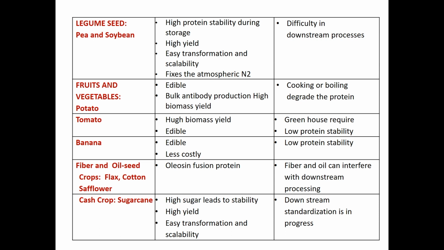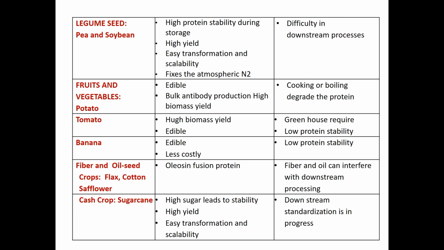Tomato, we know, is high biomass. It gives tons of tomato per acre, and it is edible. Only, to produce these proteins in tomato, we require a greenhouse, and there is low protein stability. Some of the proteins are very low in tomato, and the tomato is also acidic in nature, so we need a protein which is stable in acidic conditions. These are the points we need to consider before selecting a protein to be targeted in a particular plant platform. And then banana, it's edible and less costly.